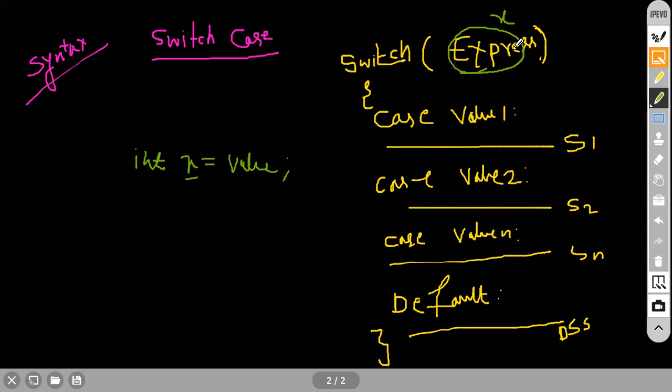This x takes a value. Whatever value I give to this x, based on that value, these cases will be executed. Suppose x value is equal to 1, and the case value is equal to 1, then s1 will be executed. Suppose x value is 2, then case value 2 will be executed, and statement s2 will be executed. Suppose x value is 3, then the case for value 3 will be executed, like that.